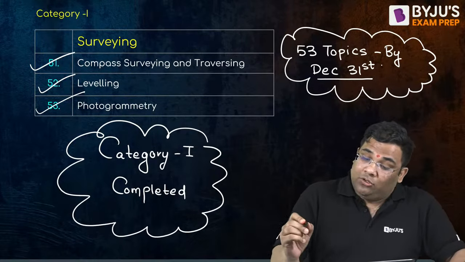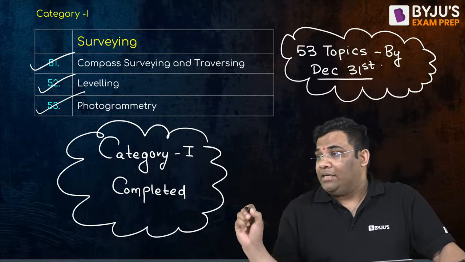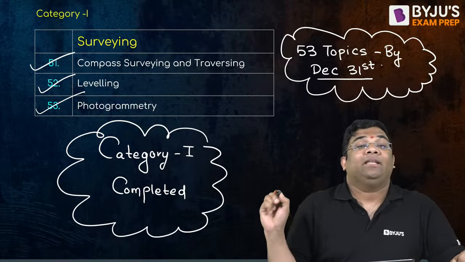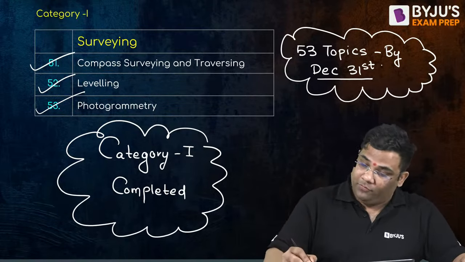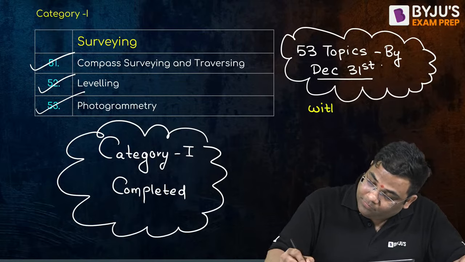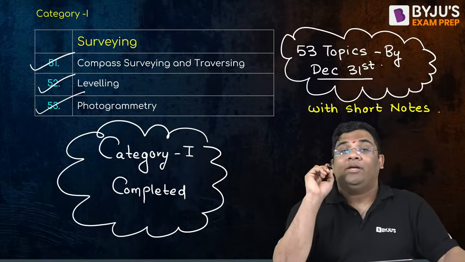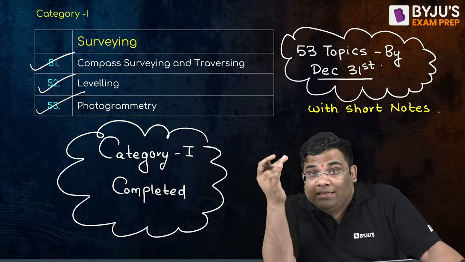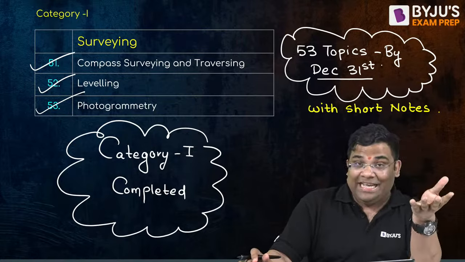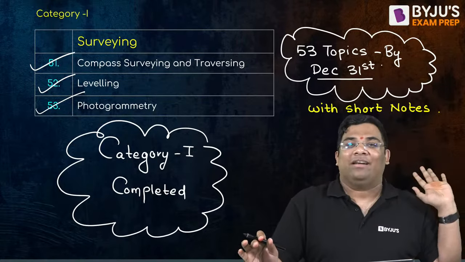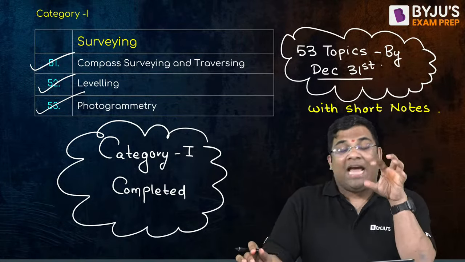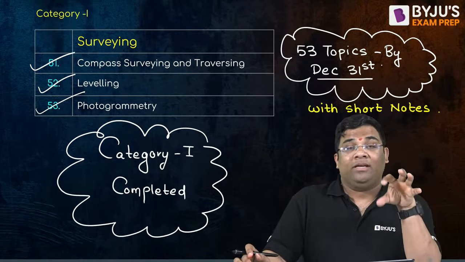So by December 31st, the target should be to complete these 53 topics with short notes. Then in January, what should you be doing? You should be covering category 2 and category 3 and revising category 1. Understood this or not? What should you be doing in January?